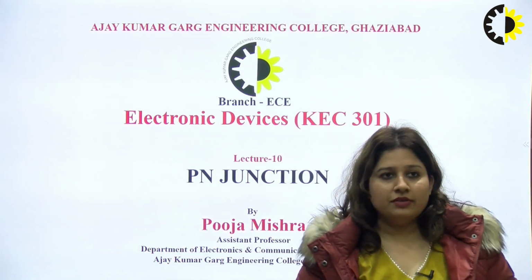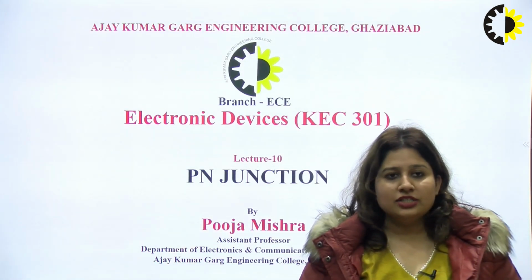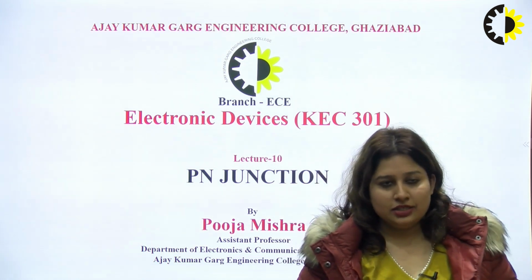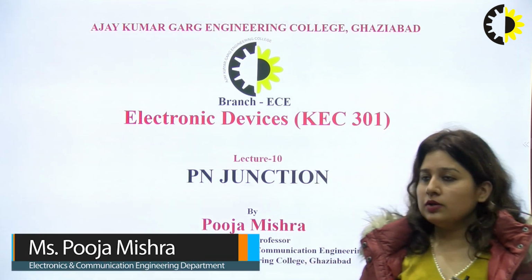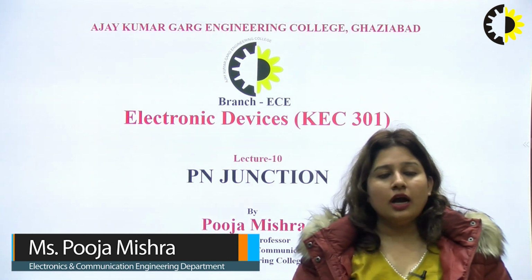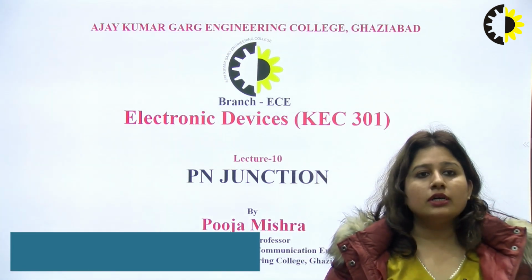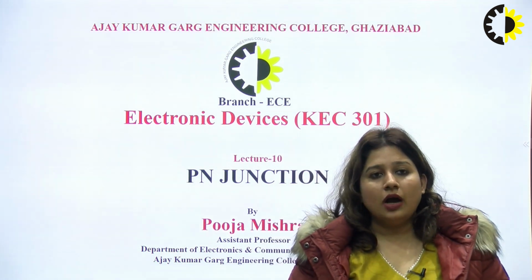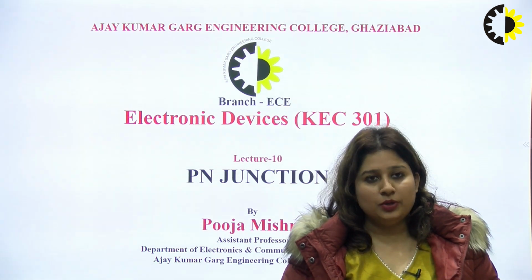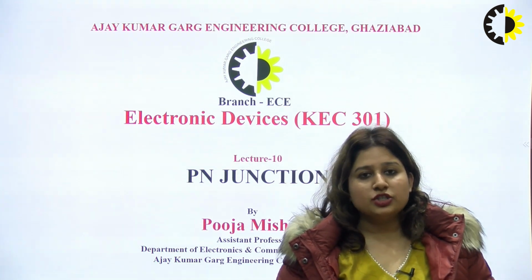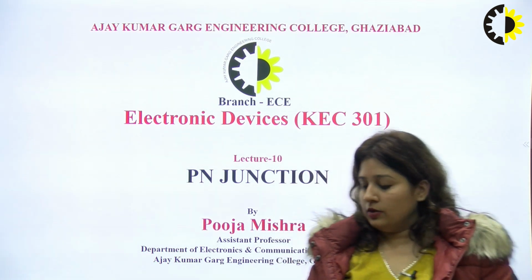Good afternoon, everyone. So this is my lecture in the continuation of my 9th lecture, which is based on electronic devices: the PN junction. In this lecture, we are going to see how the PN junction works, what type of biasing we can provide in the PN junction, and how this biasing will affect the location of the Fermi level below or above the conduction band and the valence band.